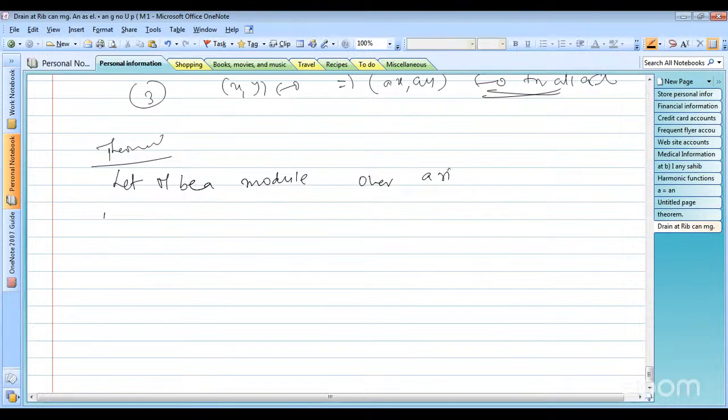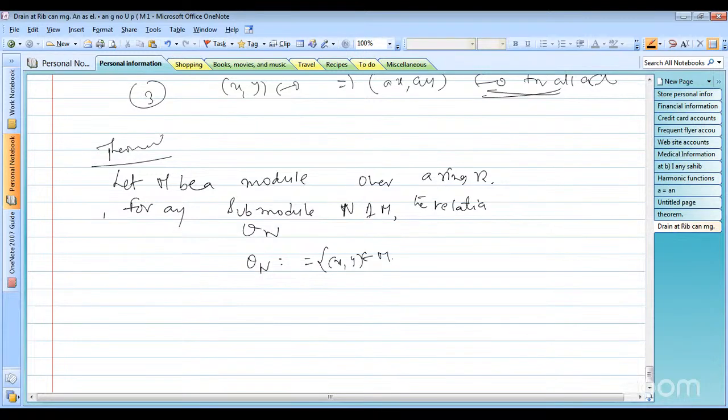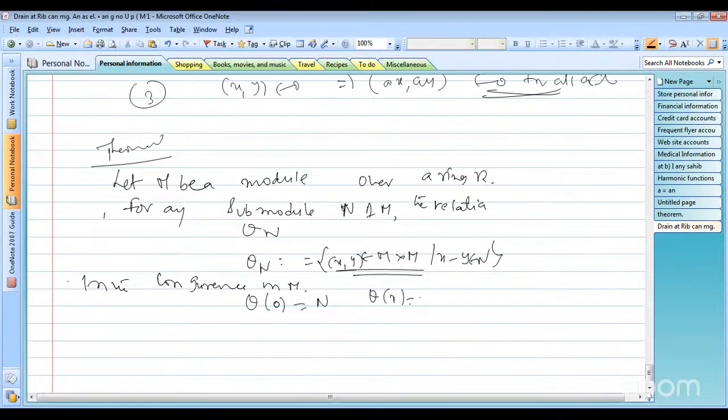Over the ring R, for any submodule N of M, the relation theta N defined as theta N equals the set of (x, y) in M cross M such that x minus y belongs to N. So if (x, y) belongs to theta N, we are writing x minus y belongs to N. This is a congruence on M. Conversely, every congruence theta on M is theta N for some submodule N. We have theta of 0 is equal to N and theta of x is equal to x plus N for all x in M.